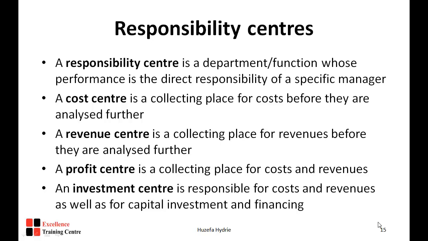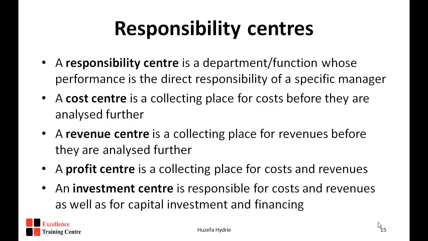Any example? I will just give you an example: in a factory, the machining department, are they selling anything? No. So that will be considered a cost center. Okay, another example, the accountancy department in an organization. Are they earning any revenue for you? No. So they will be a cost center. Administration department, they will be a cost center. Then comes the revenue center.